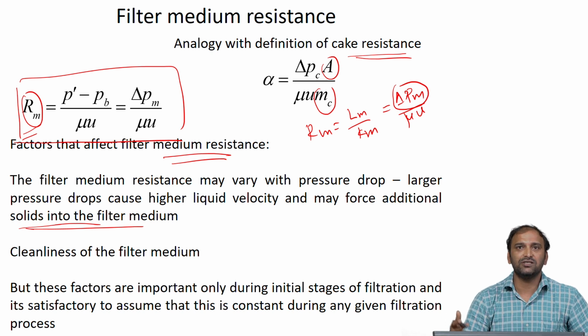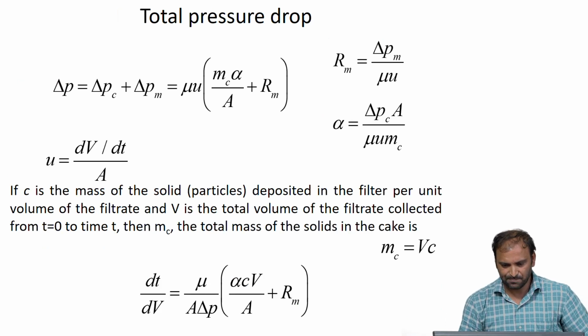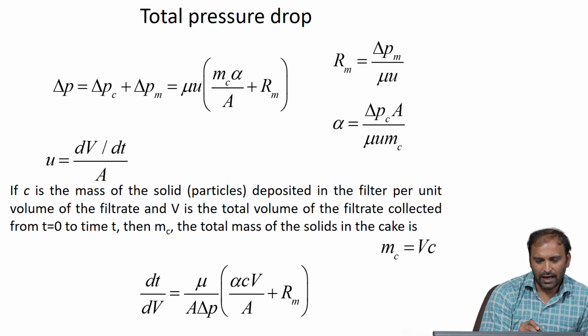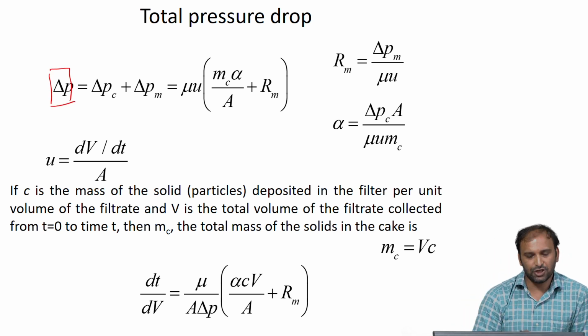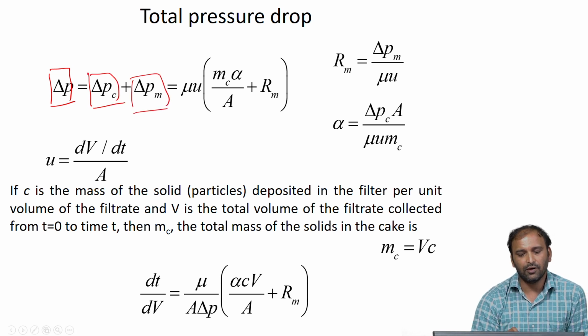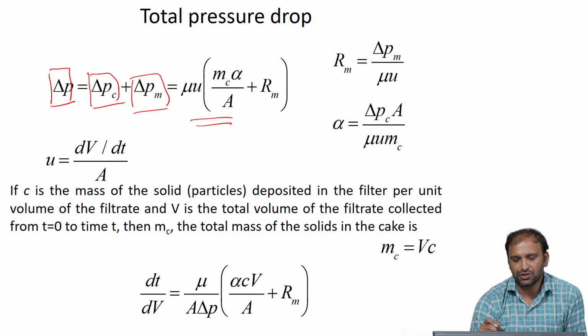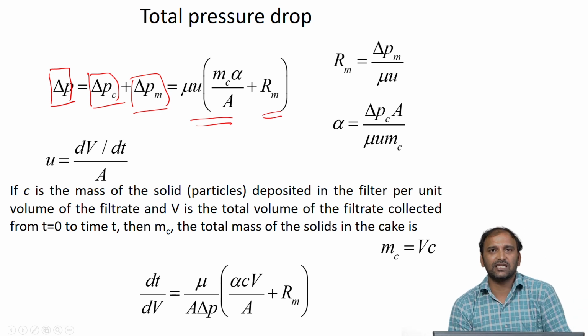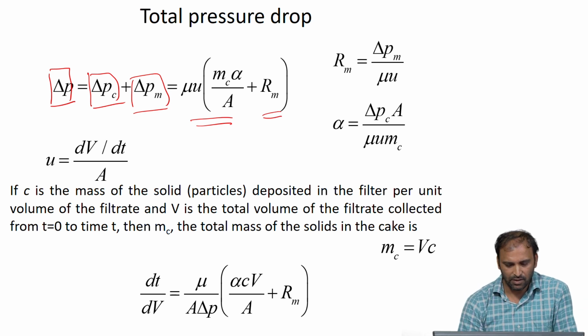However, delta Pc would vary during the course of filtration. Therefore I can write the total pressure drop, that is delta P, as delta Pc plus delta Pm, the contribution from the pressure drop because of the cake, and the contribution that comes because of the presence of the filter medium.